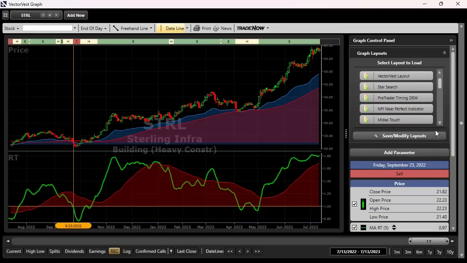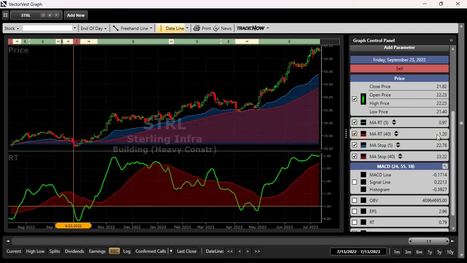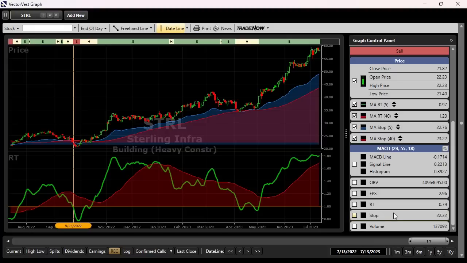And that changes the layout. By default, on the graph, you'll have the price of the stock, two moving averages of the VectorVest stop price, a 5 and a 40-day. On our subgraph, moving averages of our RT indicator, a 5 and a 40.